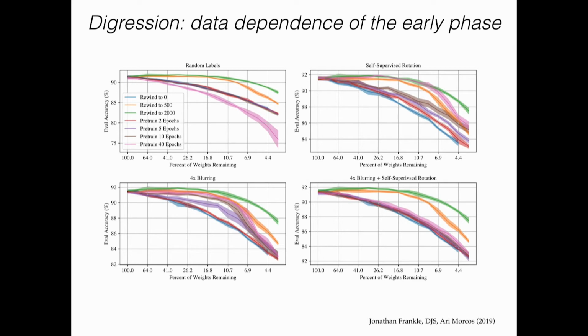You add more epochs of training with random labels. It either does nothing, so you do the same as if you were just starting from the init that you had. But if you pre-train too long, it actually does worse, so you poison yourself.